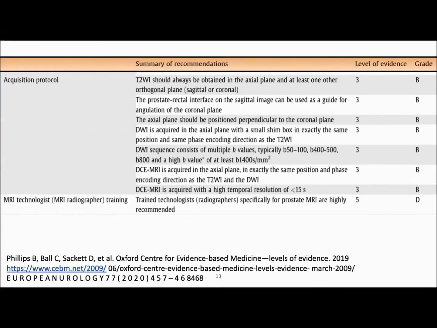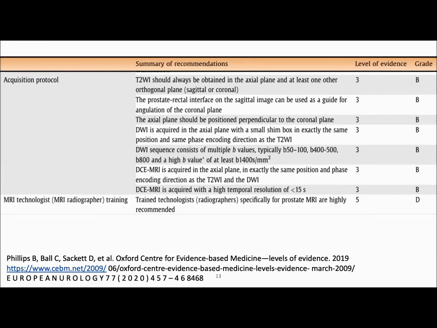So moving on to our next slide. The acquisition protocol, when we're talking about the acquisition protocol, the most important is a T2 weighted sequence. The PI-RADS category needs at least 3 important sequences, that is T2 weighted, diffusion weighted, and dynamic contrast enhanced. To acquire a T2 weighted sequence, we should have a good axial plane, and for that purpose, it should be along the long axis of the prostate gland.